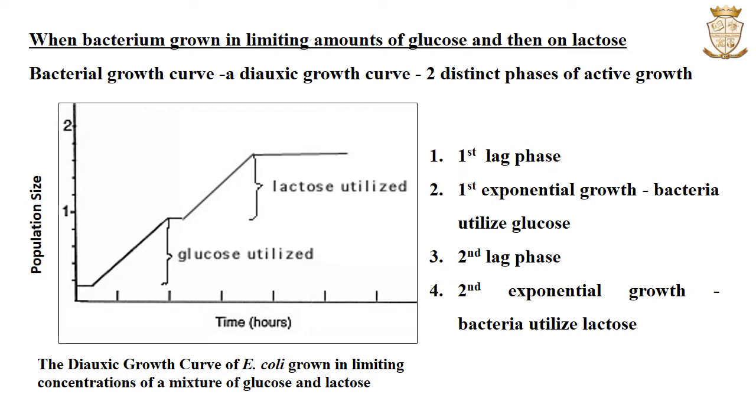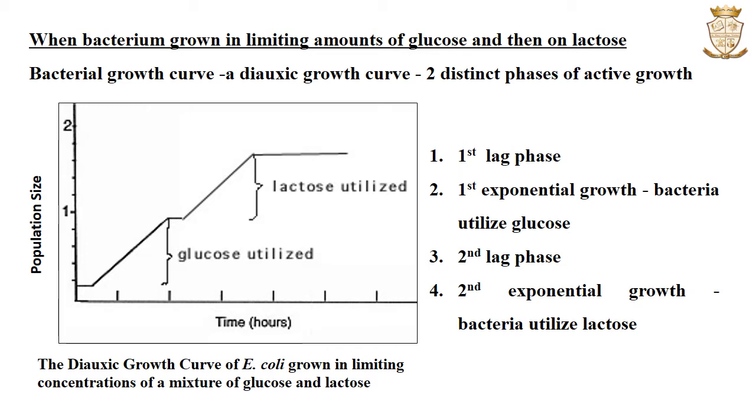And this is the phase, the second lag phase. During the second lag phase, the bacteria are starting to synthesize the enzymes required for lactose metabolism. The bacteria are getting adapted to grow by using lactose. During the second exponential phase, the inducible enzymes, the enzymes required for lactose metabolism, are completely synthesized, and now the bacteria start to grow in an exponential pattern by using lactose.